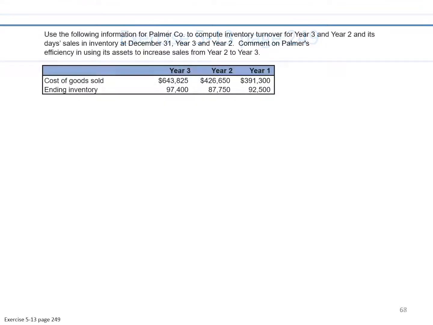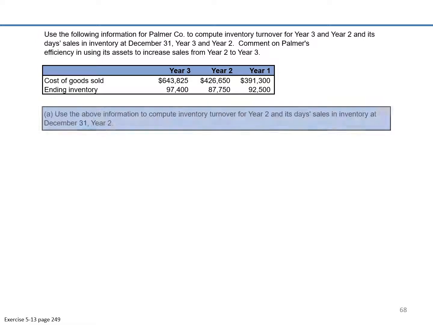Okay, exercise 513. Use the following information for Palmer Company to compute inventory turnover for year 3 and year 2, and its days sales and inventory for December 31st, year 3 and year 2, and then comment on the efficiency in using their assets. So, in letter A, inventory turnover is computed as cost of goods sold divided by average inventory.